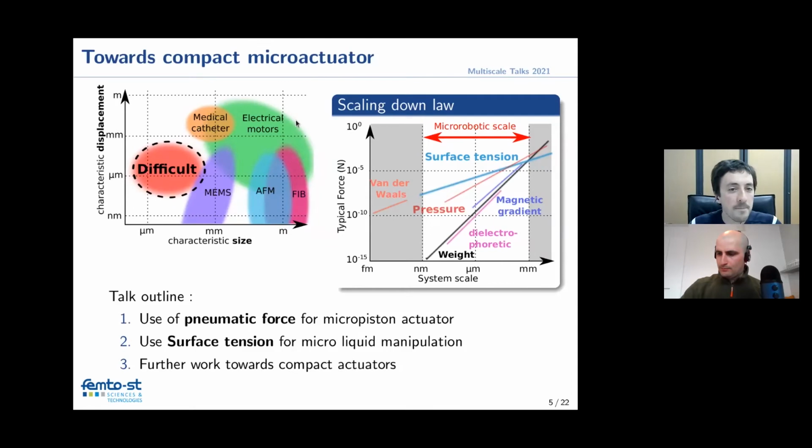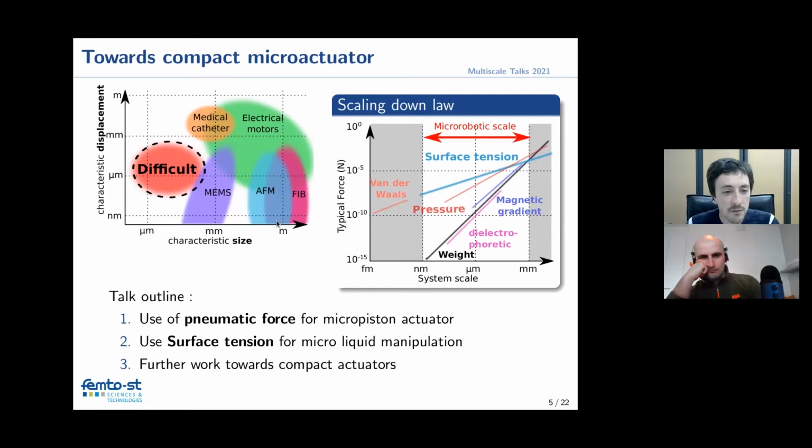So here I try to display really where the difficult region is and what we aim for. We aim for a really compact actuator, which means we want a characteristic size which is roughly the same order of magnitude as the displacement.